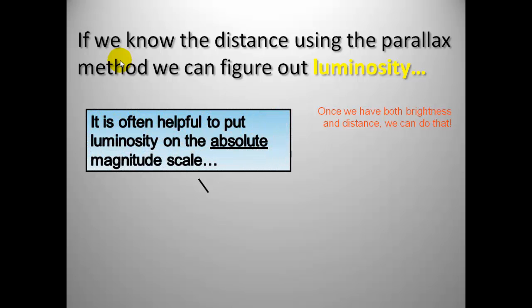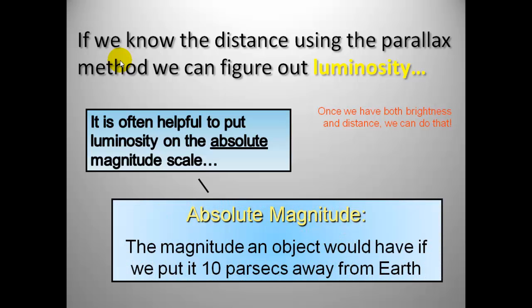So we put luminosity on the absolute magnitude scale. The absolute magnitude is basically a standard way of looking at all stars from a standard distance. The absolute magnitude is the magnitude an object would have if we put it 10 parsecs away from the Earth. Or you could say it is the magnitude the star would have if it were viewed from a distance of 10 parsecs. This is the absolute magnitude.